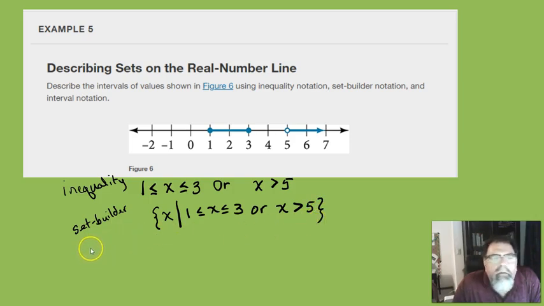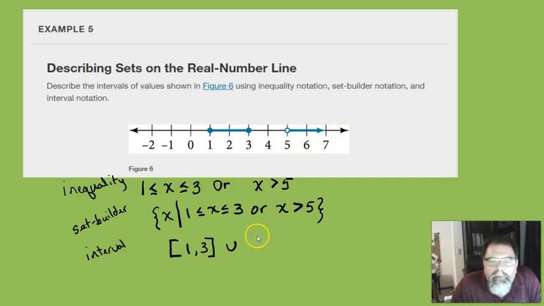And then our interval notation would be, you're going to do the first piece, start, stop. We're including the endpoints, so we're going to use the brackets. 1, 3. So again, this describes all the numbers between 1 and 3, including the endpoints. And then union. Technically, you can write or as well, but usually in interval notation, we use the union symbol, which means or.